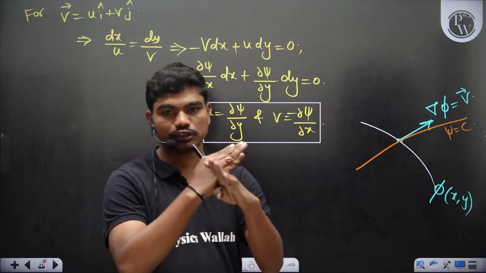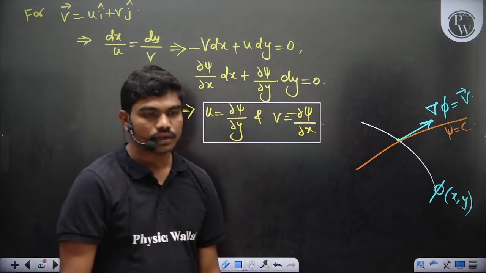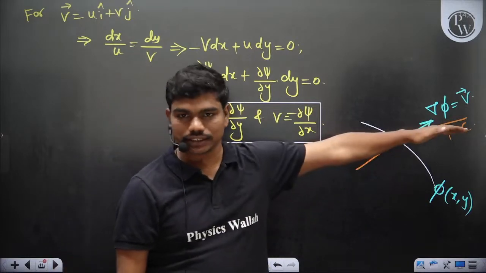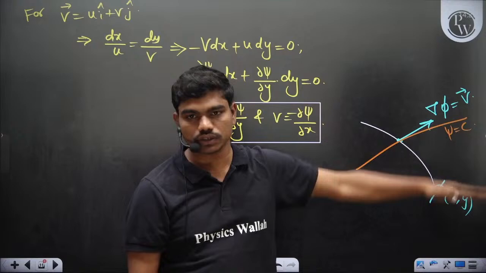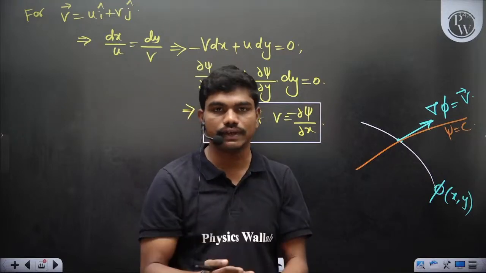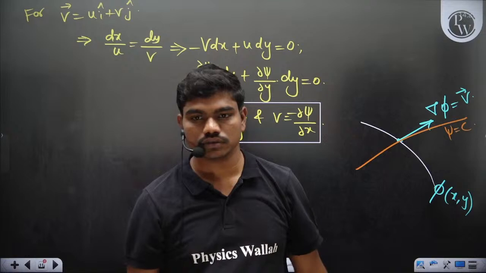So that's why phi and psi are always perpendicular to each other. Simple logic. The definition of the stream function is velocity is tangent. The definition of velocity potential function, velocity is normal. So those two should be at 90 degrees. That's why the lines of equipotential and stream lines are perpendicular.